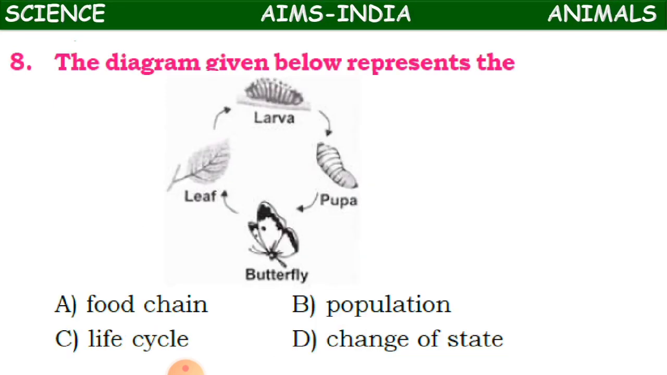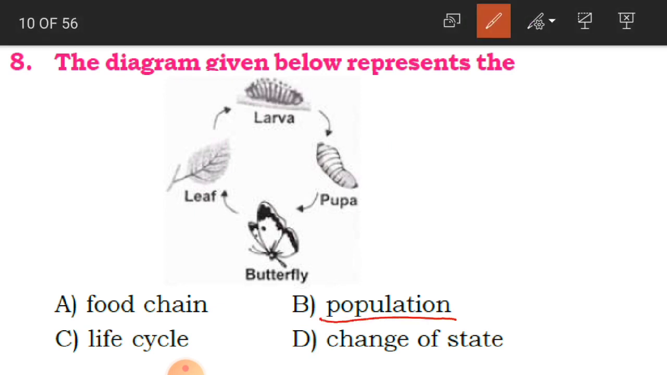Clear, children? So we'll move on to the 8th question. The diagram given below represents the... Here is a diagram of a life cycle of a butterfly. So what does this represent? I already gave you the answer while I was telling you about the question, but let us check again. A option is food chain, B option is population, C is life cycle, D is change of state.